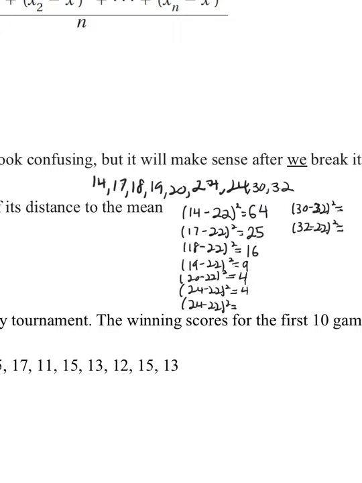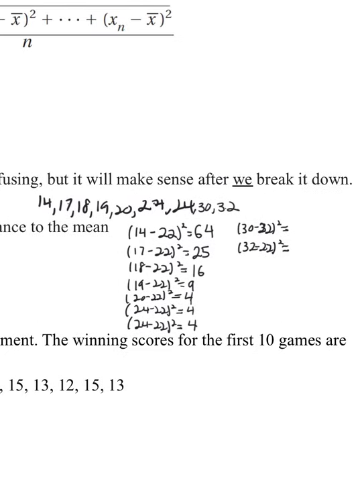24 minus 22, 4. 24 minus 22, 4. 30 minus 22 is 8. And then square that number is 64. And 32 minus 22 is 10. Square that number and you get 100. That's step 2. Make sure we have 9 values. 1, 2, 3, 4, 5, 6, 7, 8, 9. Good. So that's what step 2 looks like here.